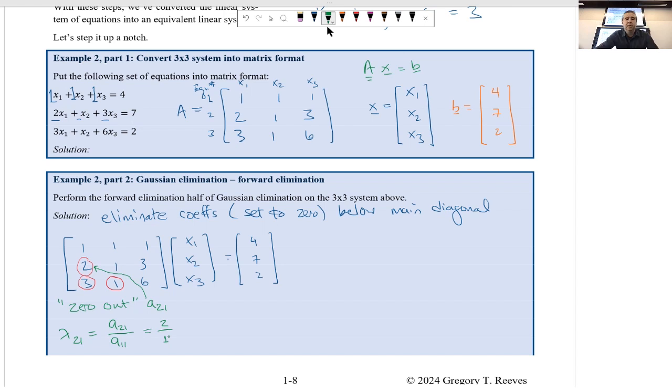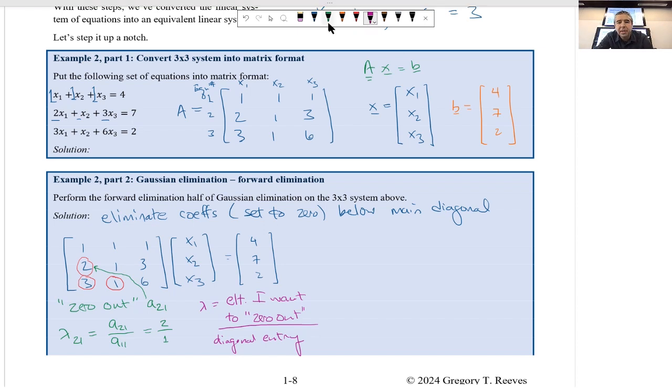Let me go ahead and write out in words what lambda is. This lambda is the element I want to zero out divided by the diagonal entry. So that's my lambda. I'm going to take that lambda and multiply it onto the first row, then subtract it from the second row, and replace the second row.